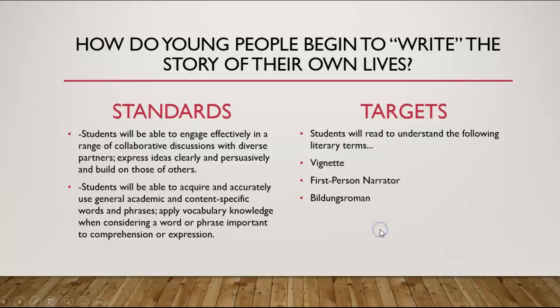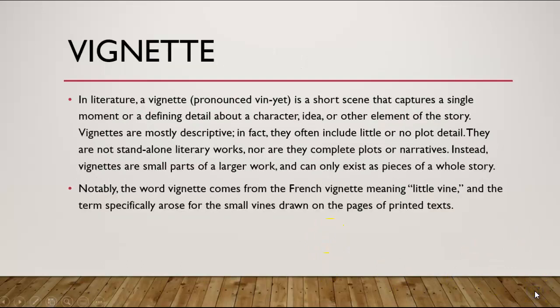Basically, the targets for this PowerPoint, we're going to read through the following information. We're going to understand the following literary terms, which are vignette, first-person narrator, and Bildungsroman. These are lots of fancy names for really easy concepts. A vignette, I'm not going to read through this whole thing. You can do that on your own, but basically it's a little short scene or a little snapshot that captures one little moment in someone's life or in the life of a character or the idea.